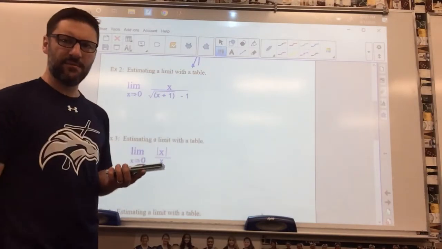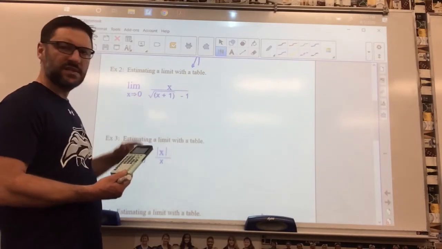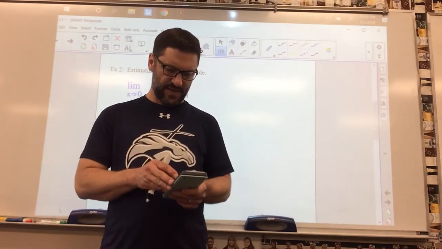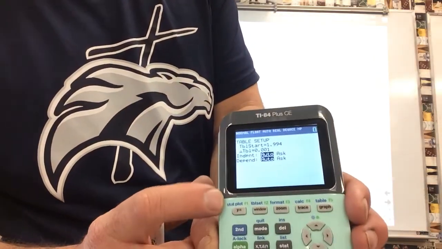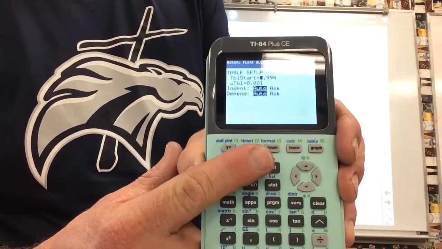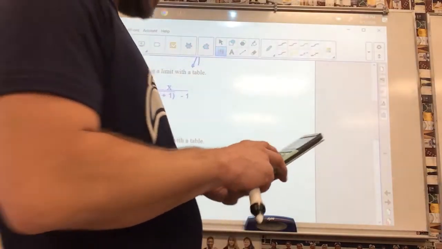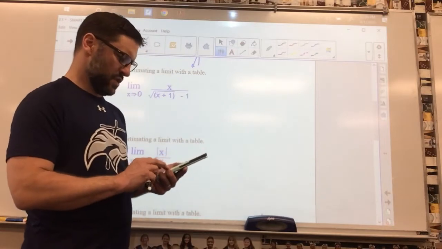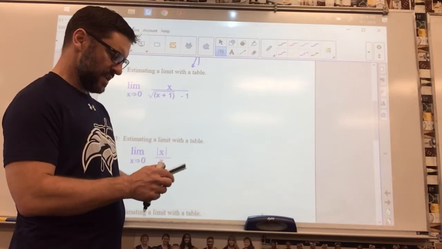I have everything where I need it, and now I want to set up my table again. Well, I don't want my table to start at 2 this time. I want my table to start at 0 because I want to figure out what happens around 0. So I'm going to go back to my table set. Again, it is the second function key, and there's a little table set in blue. I'm going to start my table at 0 this time, and I still want it to change by a really small increment, 0.001. And I'm going to hit my table and see what this looks like.